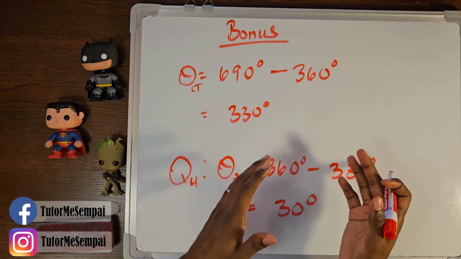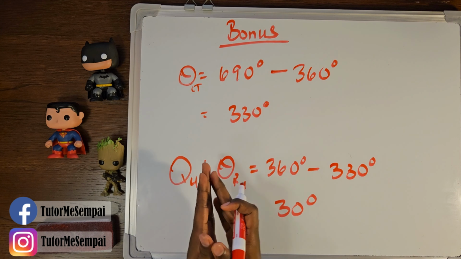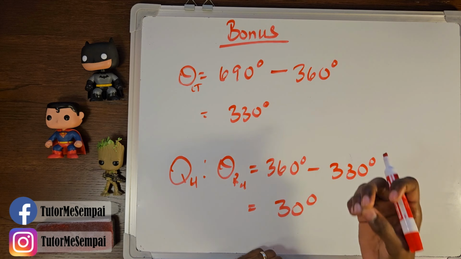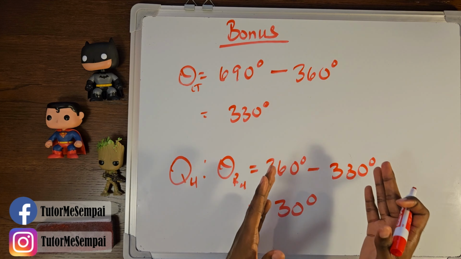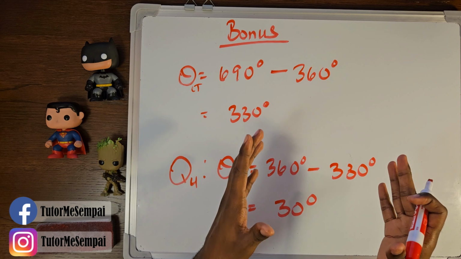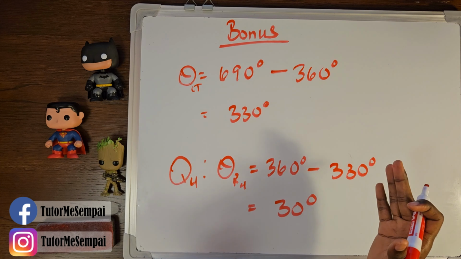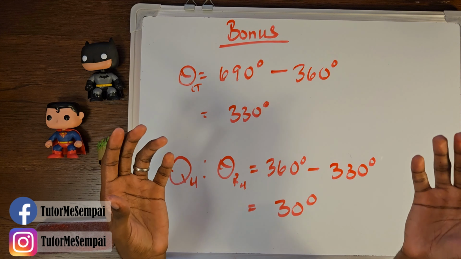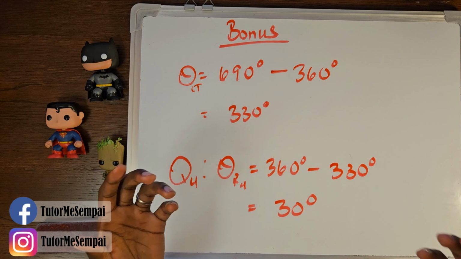So instead of adding a bunch of 360 degrees or 2 pi's, we're going to keep subtracting until we find that sweet spot. Remember, we always want to find an angle between 0 and 360 degrees, or 0 and 2 pi.